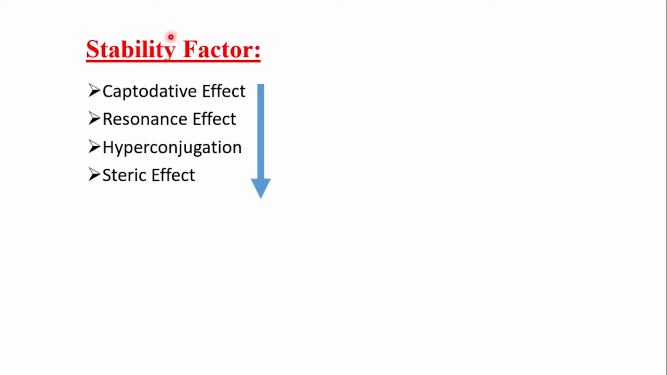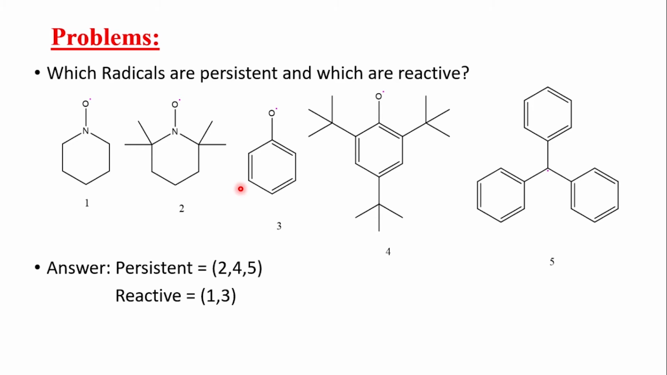So what is the stability factor here? These are the four parameters, in decreasing order of stability. First parameter is captodative effect, second resonance effect, third hyperconjugation, fourth steric effect. So problem 1 arises here: which radicals are persistent and which are reactive.